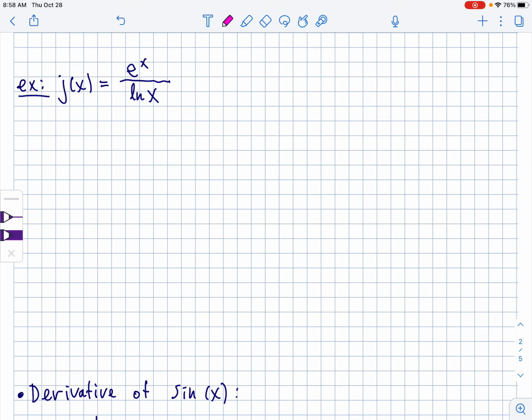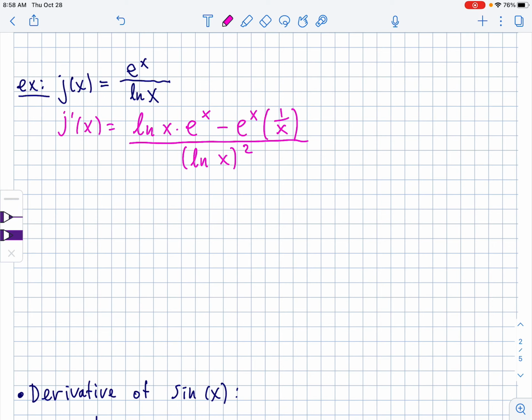Next example is a quotient rule, which is low d high minus high d low over low squared. So low d high, but the derivative of the high is just itself, e to the x is e to the x, minus high d low, and the d low, keep it on the d low, guys, is 1 over x, and then all over low squared. So we get ln x squared.